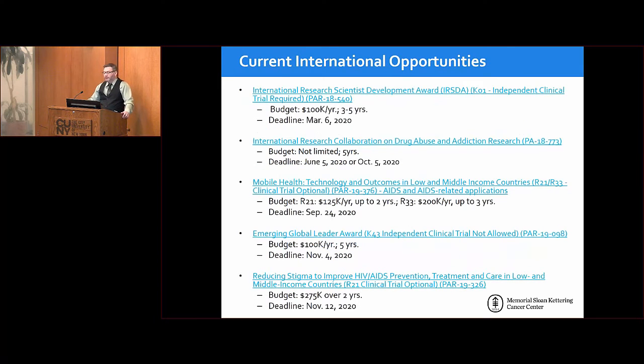So here's some current international opportunities that are in existence, again, listing the budget and the deadlines. Just as some examples, the first one is funded by Fogarty and the National Cancer Institute. So this is kind of to show you that these Fogarty opportunities are supported by multiple institutes, not only by Fogarty. And I'll tell you why that's important in just a moment.